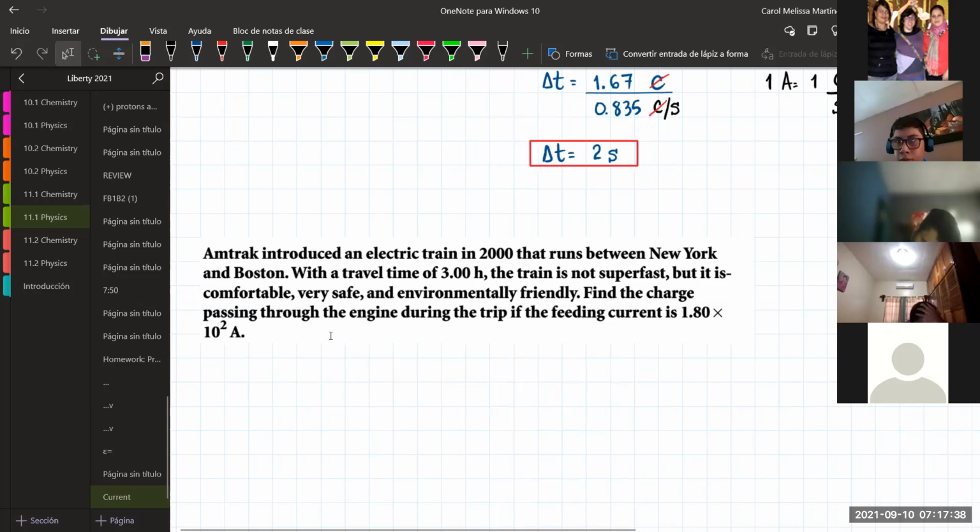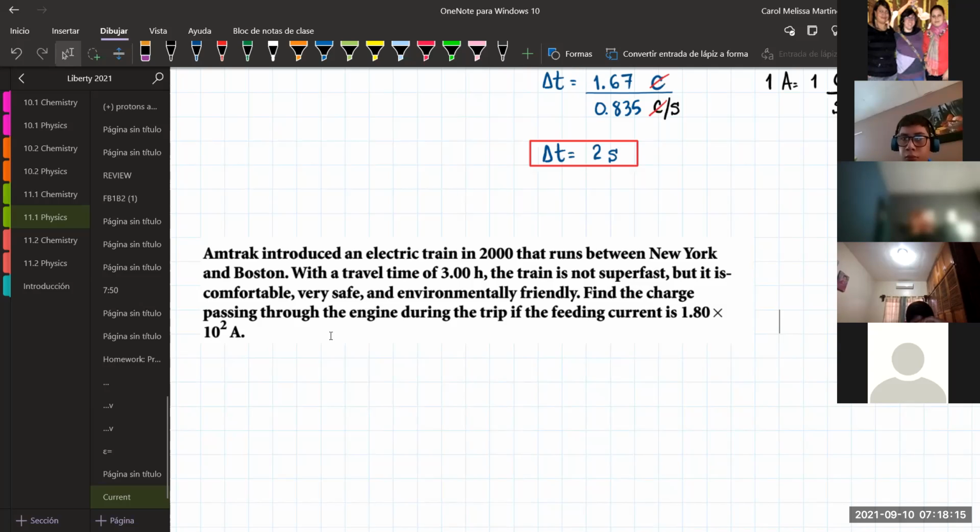Well, we're talking about an electric train in the year 2000 that runs between New York and Boston. It takes a travel time of 3 hours. The train is not super fast, but it is comfortable, very safe, and environmentally friendly. Find the charge passing through the engine during the trip if the feeding current is 1.8 times 10 to the second power.